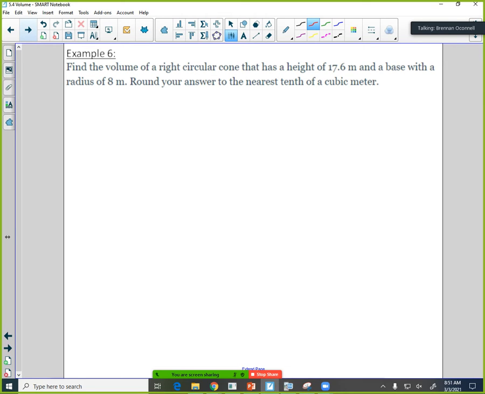So, the first example we have, find the volume of a right circular cone that has a height of 17.6 meters and a base radius of 8 meters. Round your answer to the nearest tenth of a cubic meter. Just going to sketch my cone. And it said we have a height of 17.6 and a radius of 8.